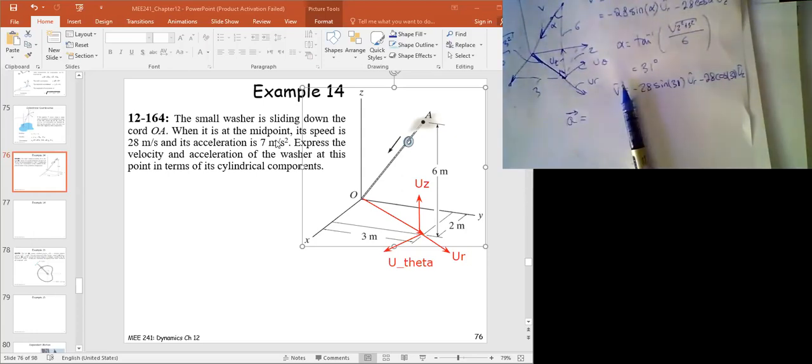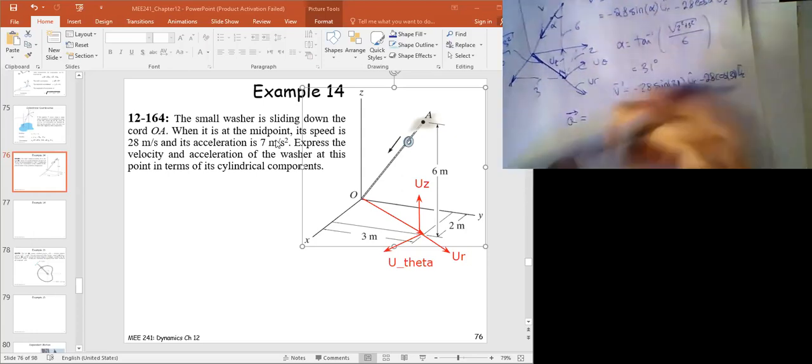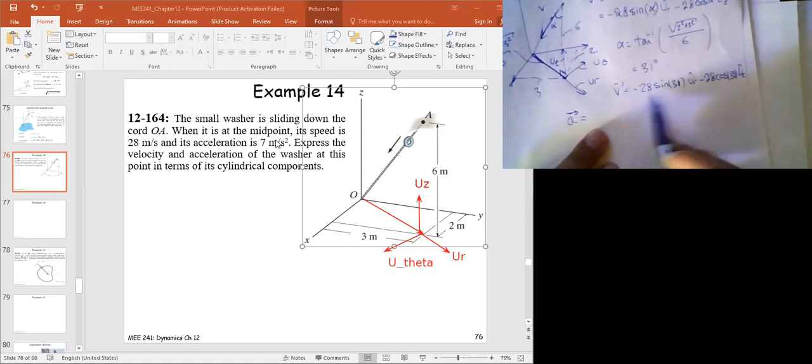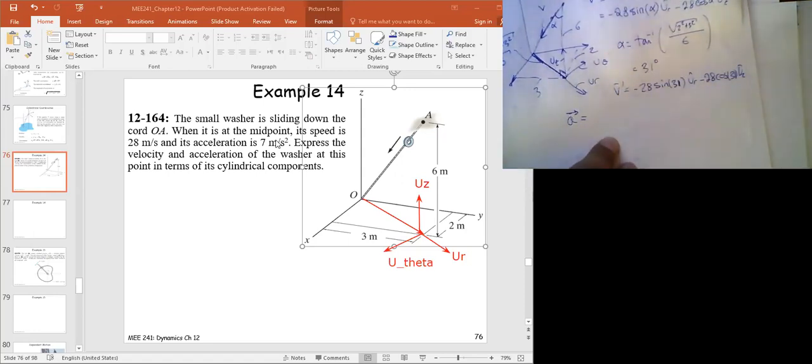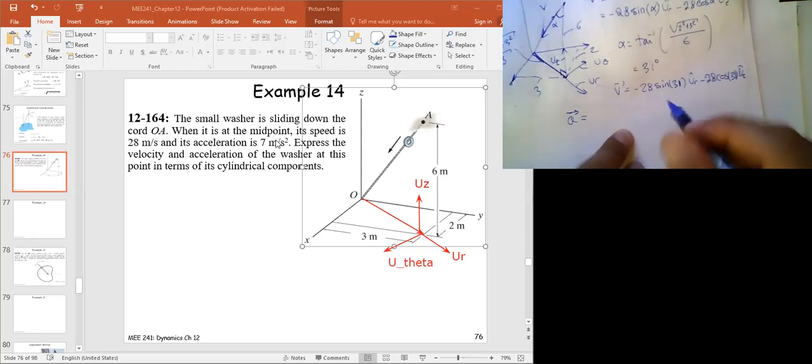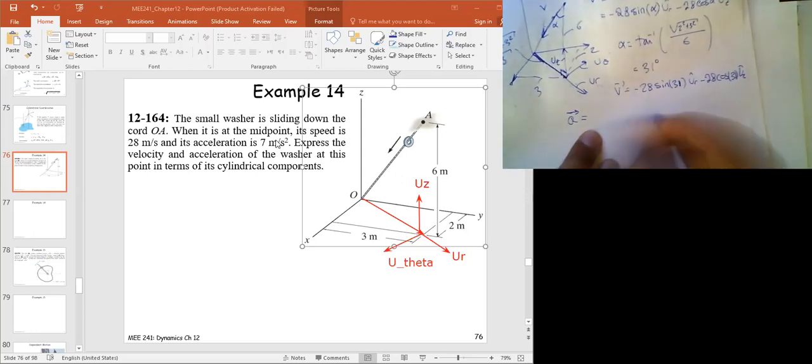V prime. Okay, V prime is going to be 0 here, right? We work on the equation of A because V is not a function of time. We need to work on the equation of A. Let's work on the equation of A. What is the equation of A?